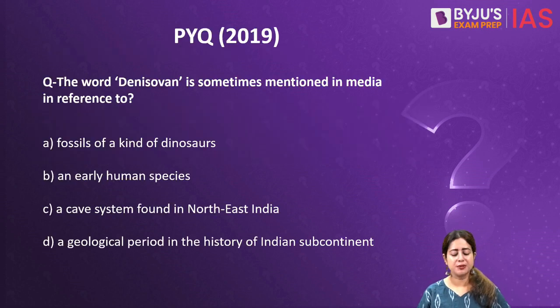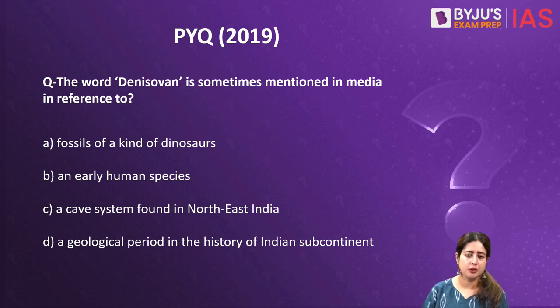And now let's proceed with the PYQ coming from 2019. It says the word Denisovan is sometimes mentioned in the news, in media. This is in reference to which of the following? Is it A, a kind of fossil of dinosaur? Is it B, one of the early human species? Is it C, a cave system that's found in northeast India, or is it D, a geological period in the history of Indian subcontinent?